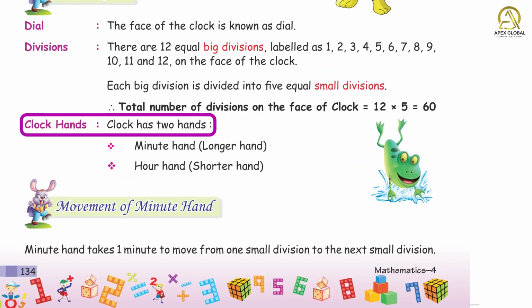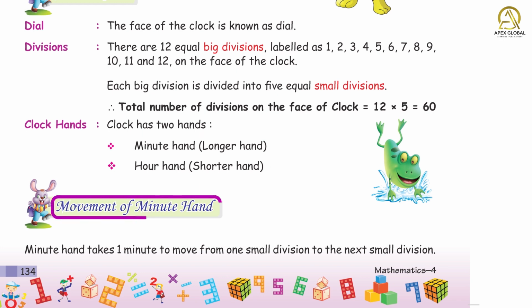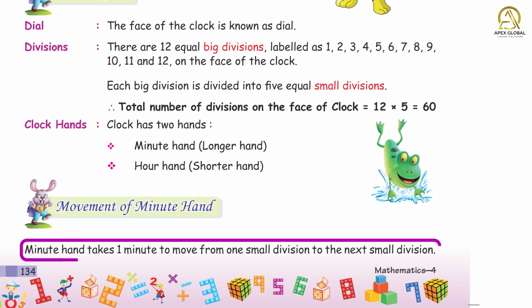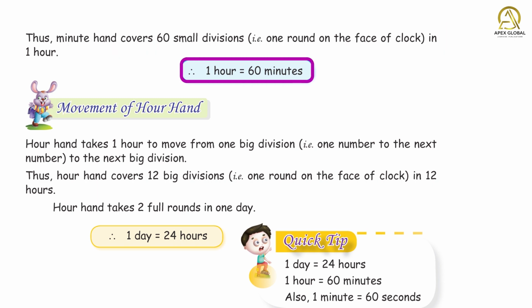Clock hands. A clock has two hands. Minute hand, the longer hand. Hour hand, the shorter hand. Movement of the minute hand: the minute hand takes 1 minute to move from one small division to the next small division. Thus, the minute hand covers 60 small divisions, one round on the face of the clock, in 1 hour. 1 hour equals 60 minutes.